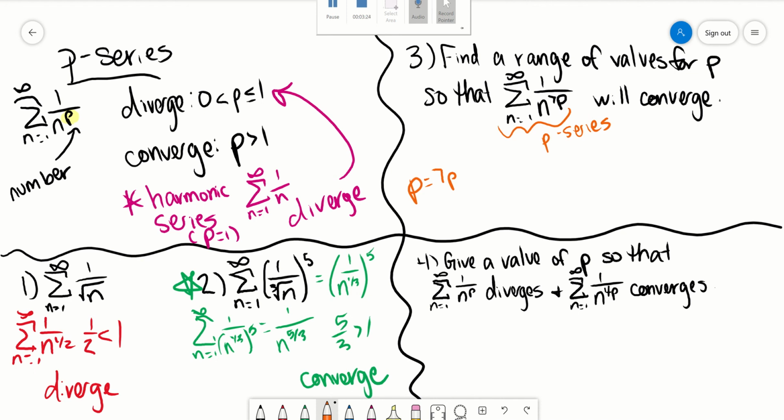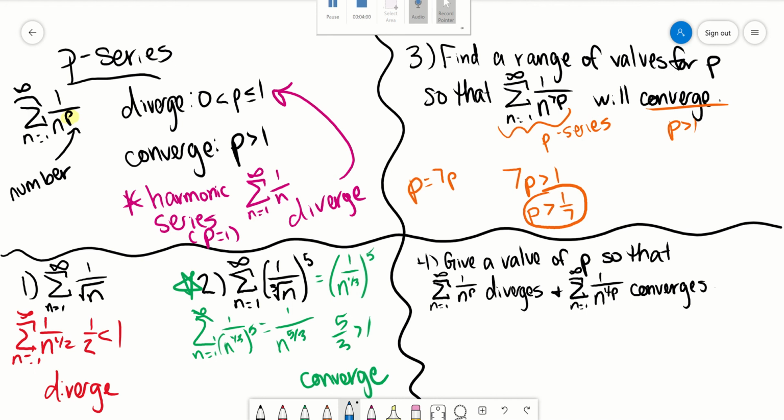So for it to converge, we need the power to be greater than 1. So we want 7p to be greater than 1. Solving for p means p is going to have to be greater than 1 over 7. If it was equal to 1 over 7, that would mean that the power was 1. That makes it the harmonic series, so it will diverge. But as long as it's greater than 1 over 7, so even like 2 over 7, that makes it n squared. 2 is bigger than 1, so it's going to converge.